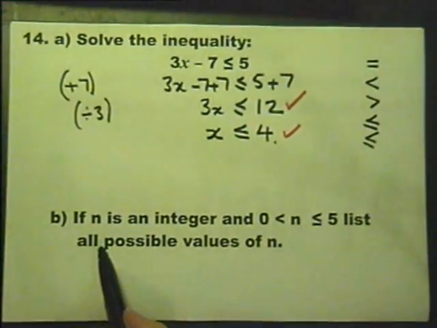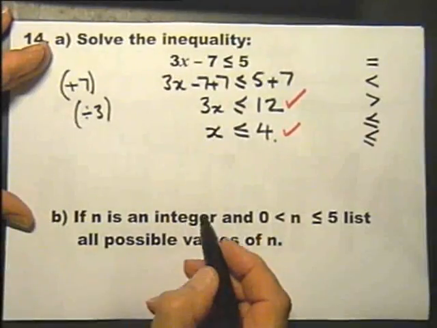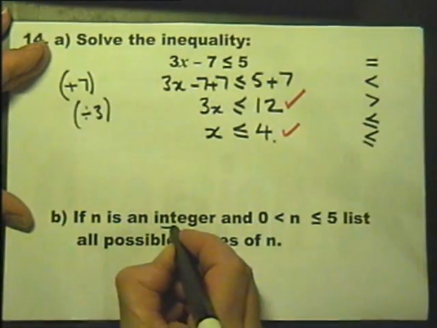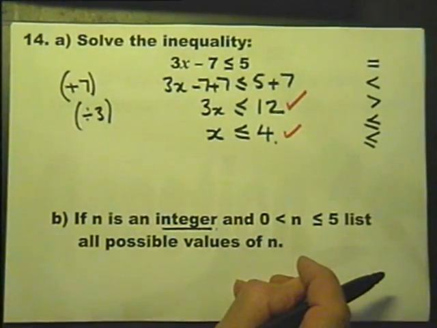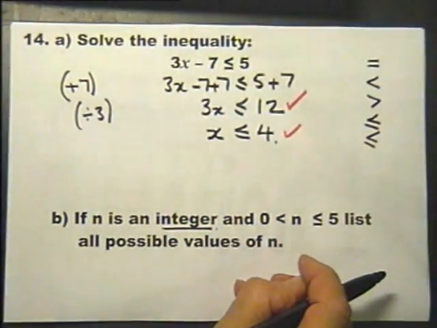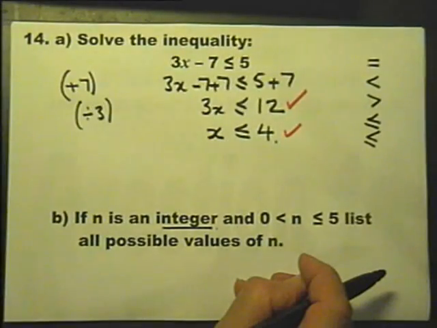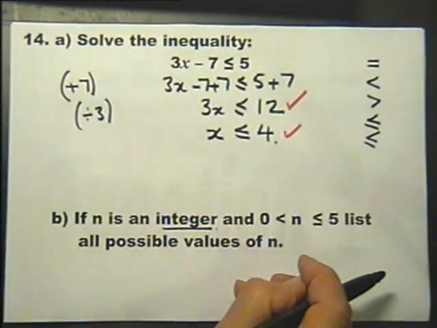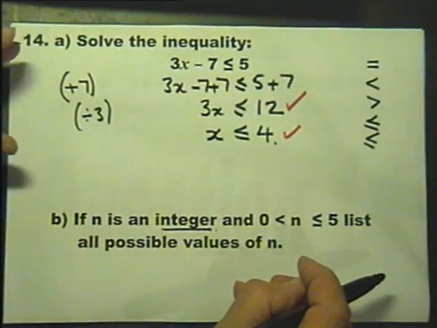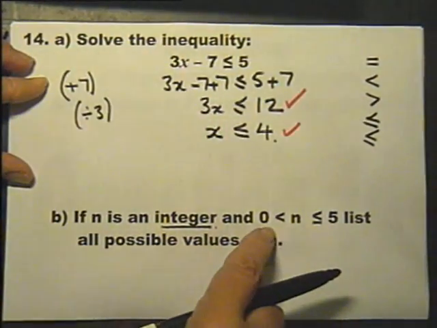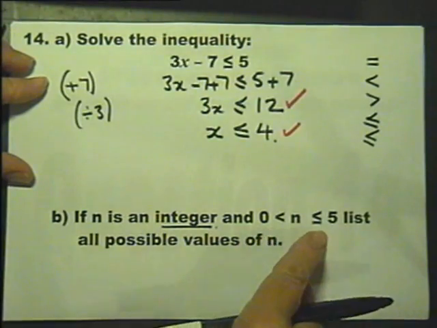Part B. If n is an integer, now what does that word mean? An integer means a whole number, and in this case a whole number can include naught. So you've got positive whole numbers and you've got negative whole numbers, and also can include naught. But not in this particular question, maybe. Let's have a look at this bit now.